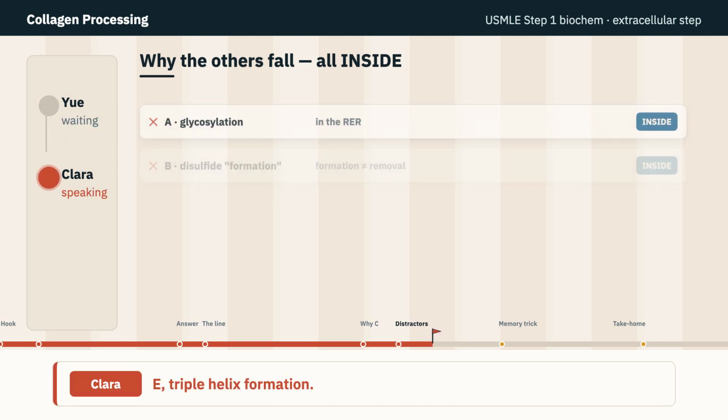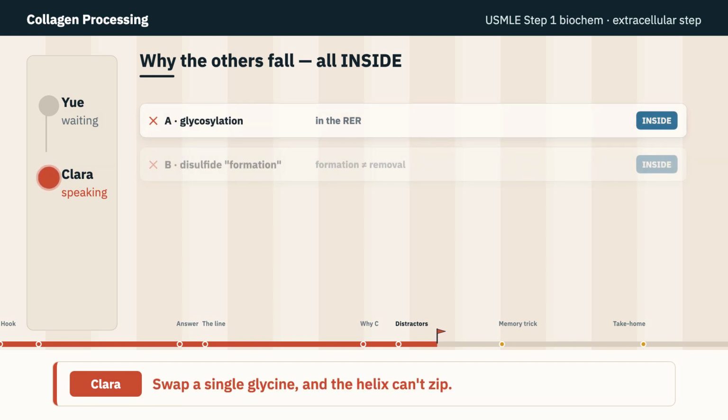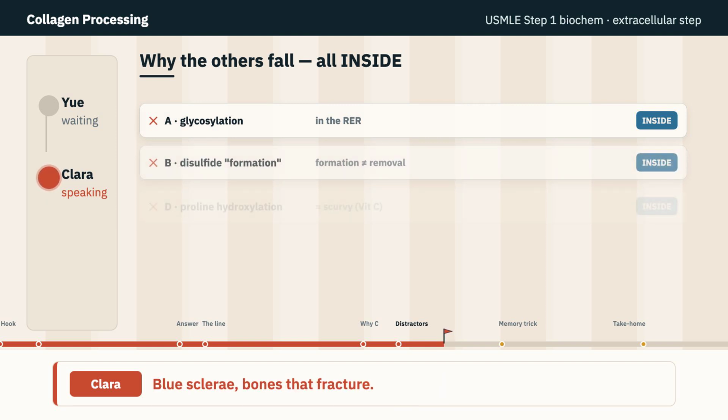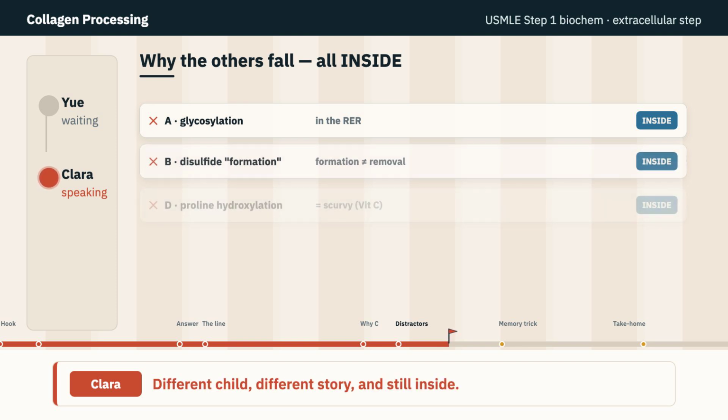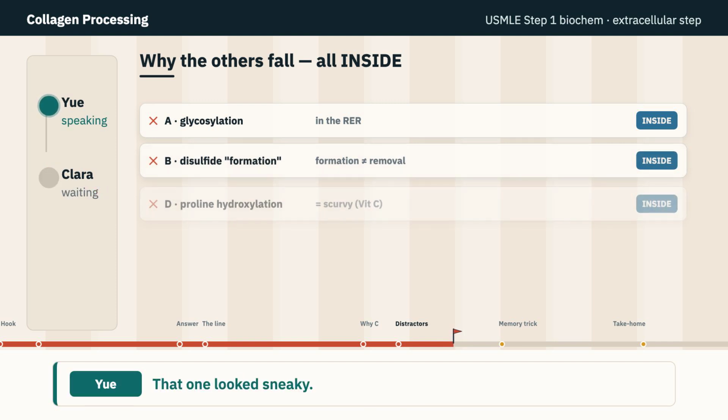Right. E, triple helix formation. Also inside, swap a single glycine and the helix can't zip. That's osteogenesis imperfecta. Blue sclerae, bones that fracture. Different child, different story, and still inside. What about B? That one looked sneaky.